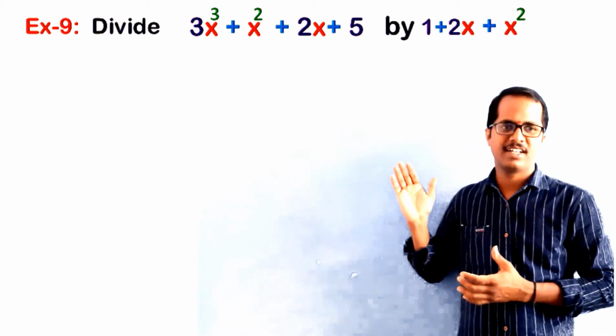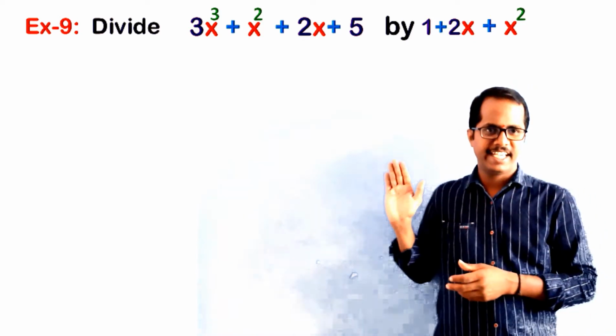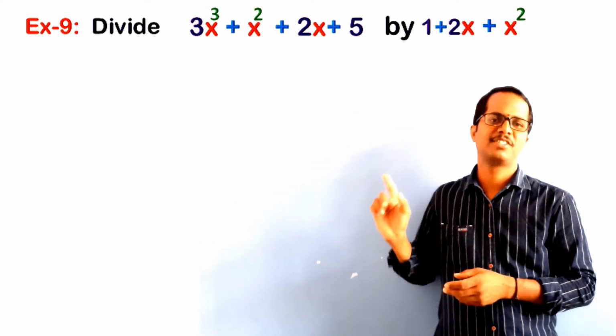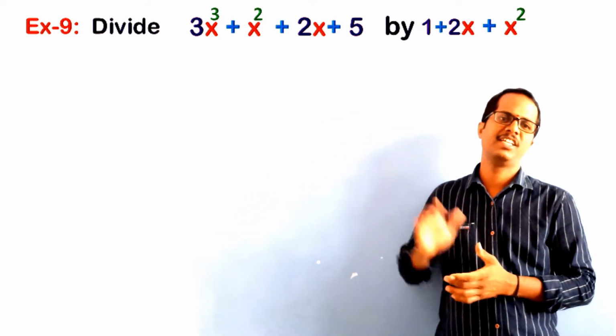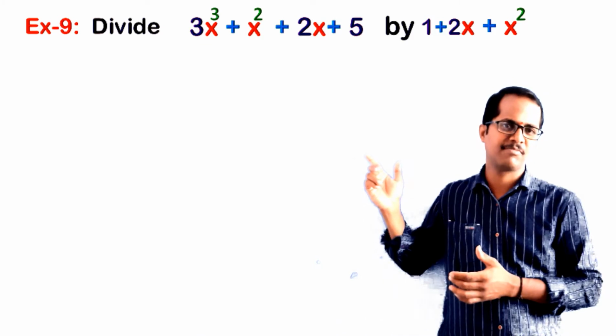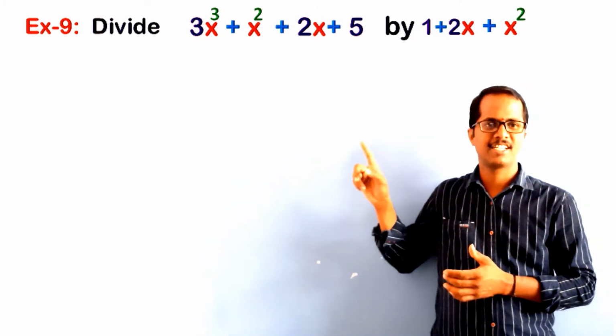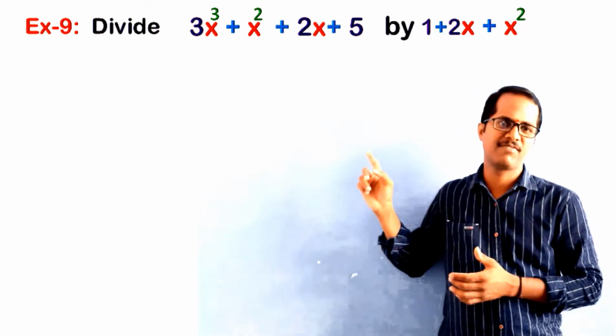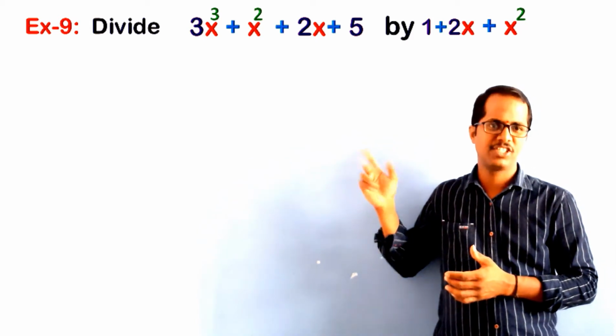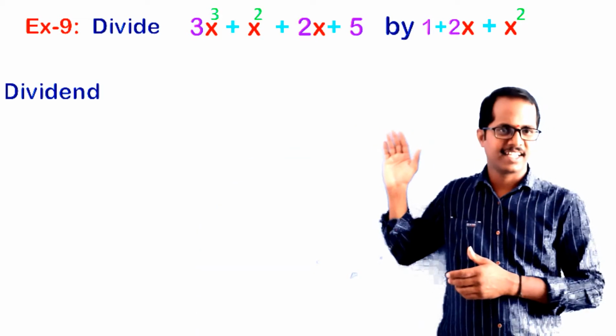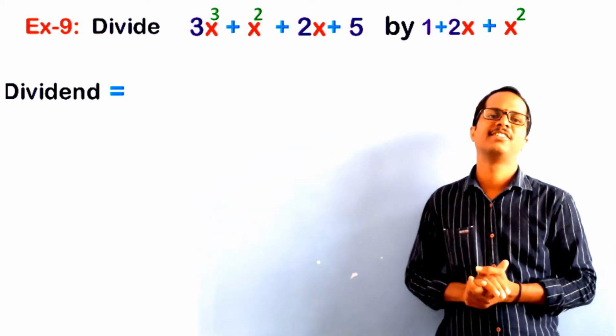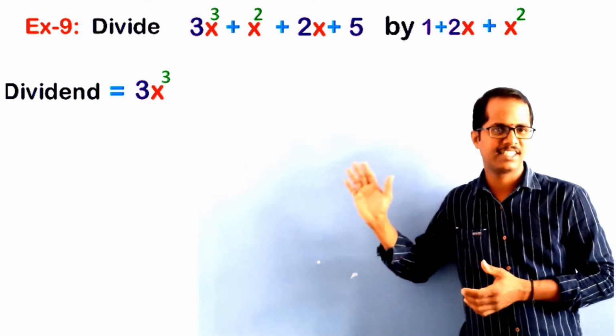So what is the dividend here? That is 3x cube plus x square plus 2x plus 5. And if we observe the degrees of each term, the first term has degree 3, the second term has degree 2, the third term has degree 1, and the fourth term has degree 0. So the degrees are in descending order. So the dividend is already in standard form.